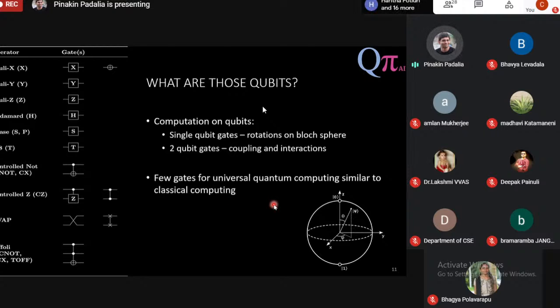So here we see how we are going to translate superposition and entanglement into the qubit. It's basically allowing us to do these rotations on the Bloch sphere and allowing us to control the coupling between those two qubits that we have side by side.